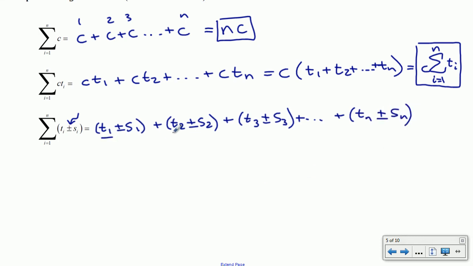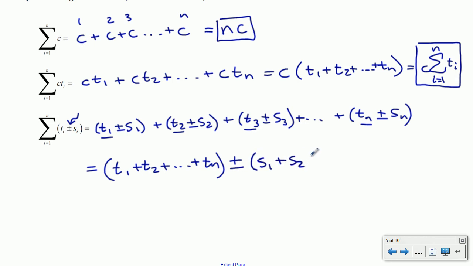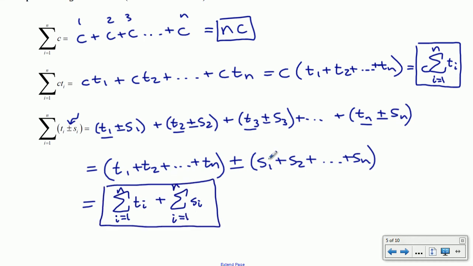Now we can group all the t's together, so we would have t1 plus t2 all the way to tn, and we can group all the s's together, so we would have plus or minus s1 plus s2 all the way to sn. We can write this more compactly as the sum of t_i from 1 to n, plus or minus the sum of s_i from 1 to n.